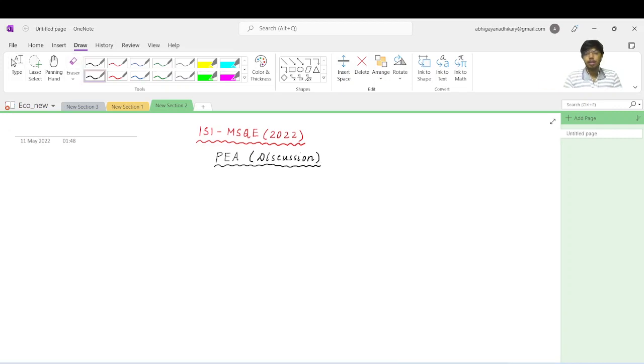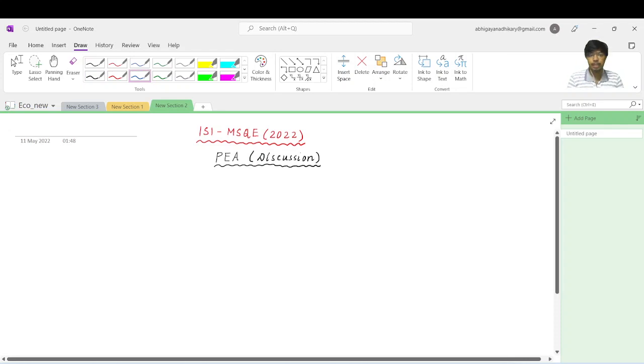Okay, so hello everyone. Welcoming you to a discussion of the ISI MSQE 2022 paper. And today we are going to start with the PEA part of the questions. So, coming to the first question over here that is given, question number one.